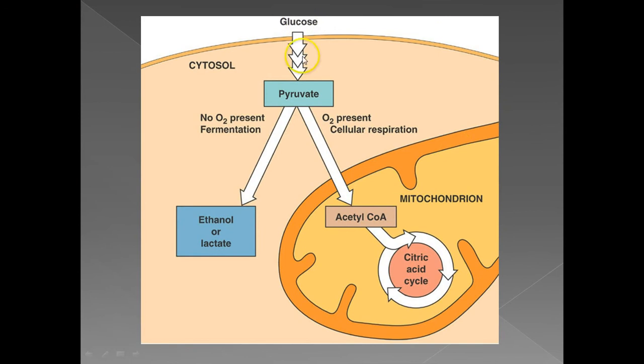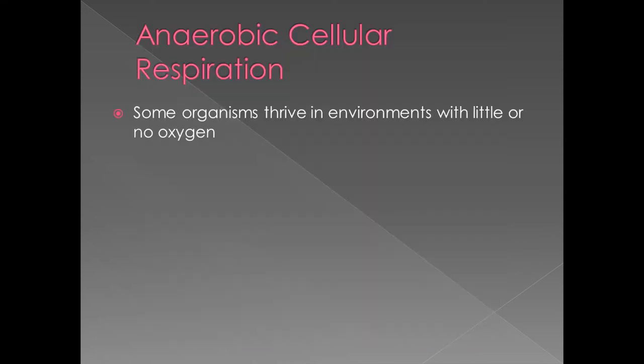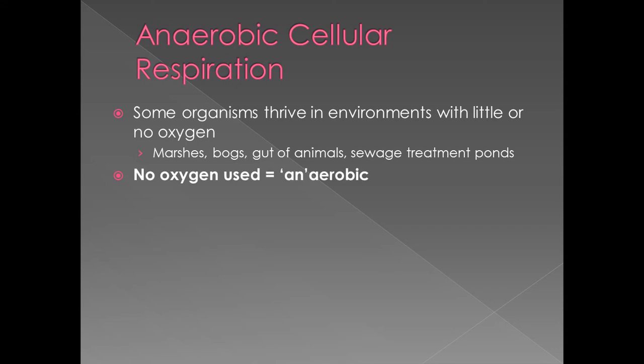In this process, glucose gets broken down into pyruvate. Then, if there is no oxygen present, the pyruvate goes through a process called fermentation, which produces ethanol or lactic acid. Some organisms thrive in environments with little to no oxygen. These would be things like bacteria. These places include marshes, bogs, the intestines and the gut of animals, including humans, and sewage treatment ponds. There's no oxygen in these places. So no oxygen is why we use the term anaerobic. An means without.